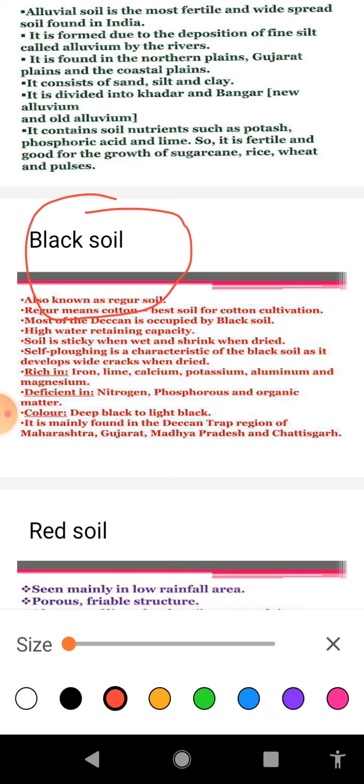This variety of soil is located in Deccan Trough area in the valleys of Godavari, Krishna, Narmada and Tapi. The states in which we are getting this variety of soil are Maharashtra, Gujarat, Andhra Pradesh, Madhya Pradesh and Tamil Nadu. This variety of soil is rich in iron, lime, potash, magnesium, alumina and calcium, but it lacks in nitrogen and humus content.